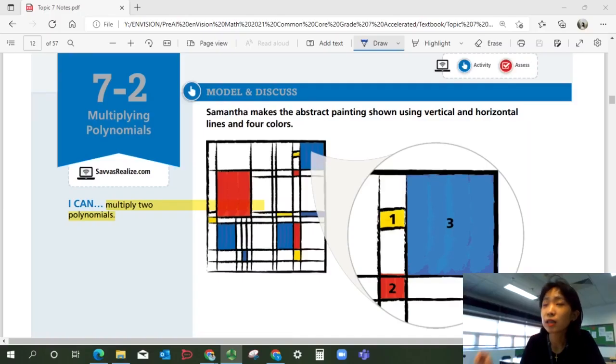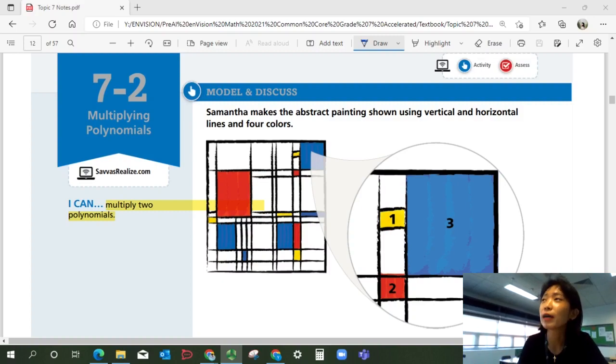Hi everyone, this is Algebra 1, lesson 7-2, multiplying polynomials. Last lesson we learned how to add and subtract polynomials, and we learned how to name them, what polynomials are, and now we're going to multiply them. So in this lesson we'll be able to multiply two polynomials.